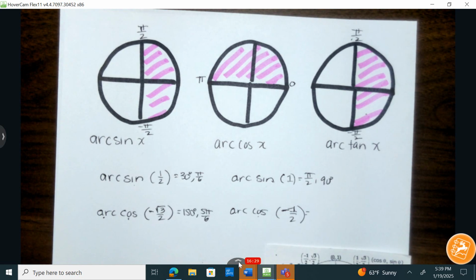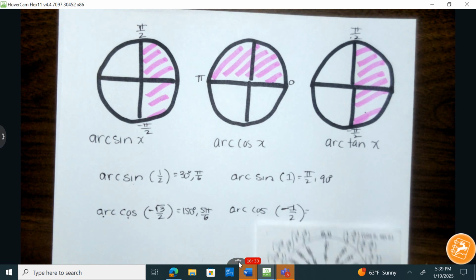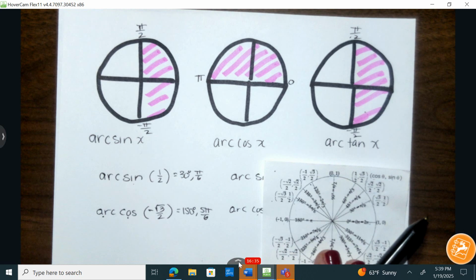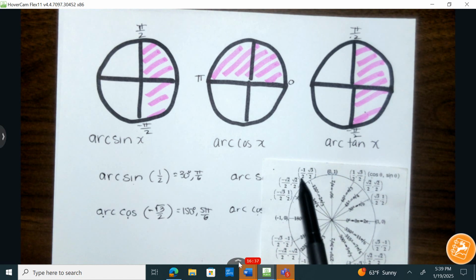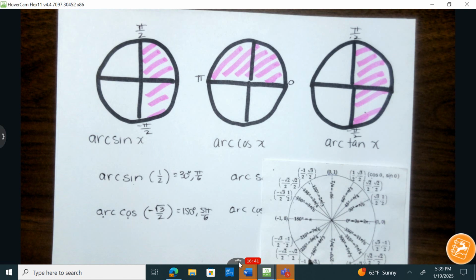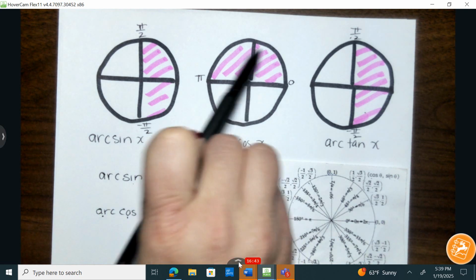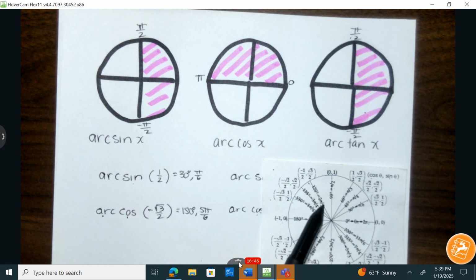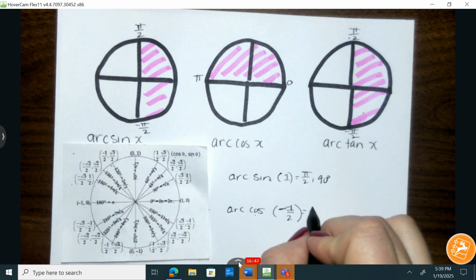Where can I find a cosine of negative 1/2? Cosine being the first value. Yeah, I should have had this up here so you could have seen this. My fault. Cosine being the first value, it could be at 120 or also at 240, but it has to be in quadrants 1 and 2, making it 120, which is 2 pi over 3.